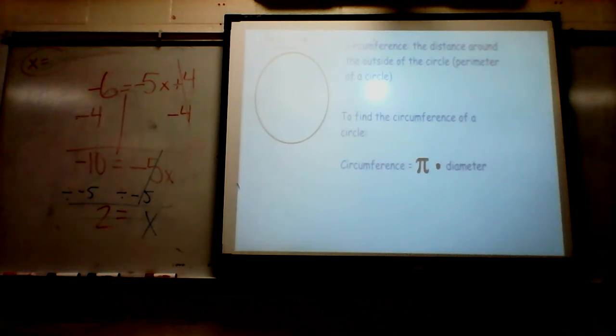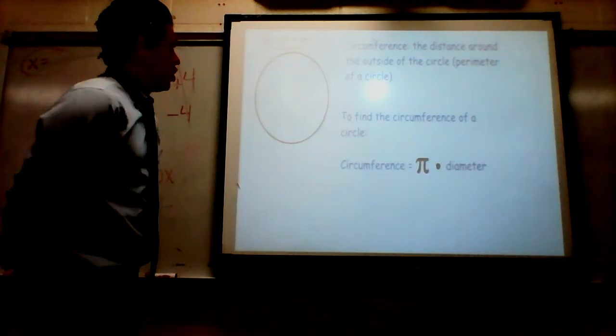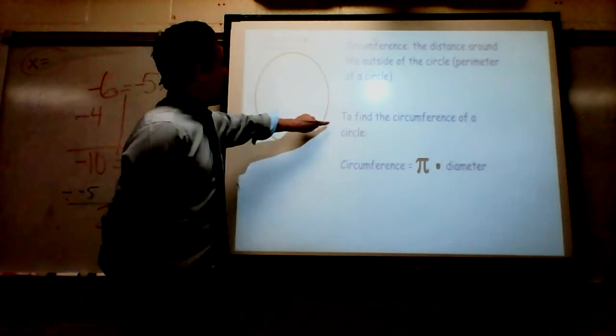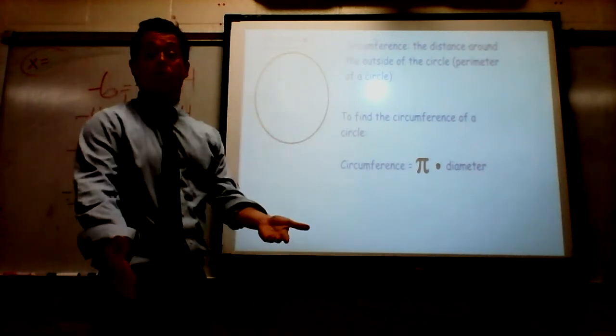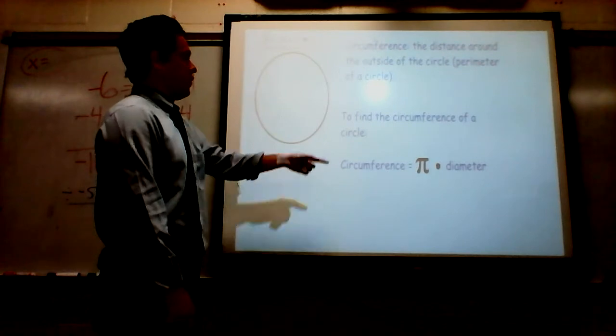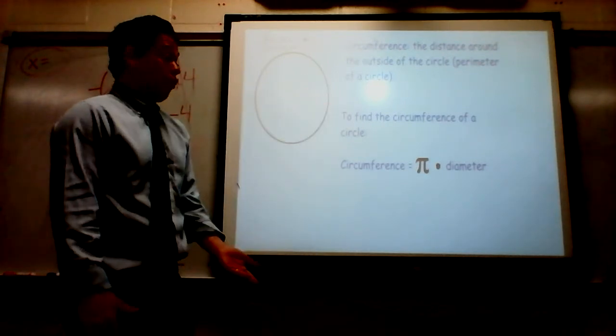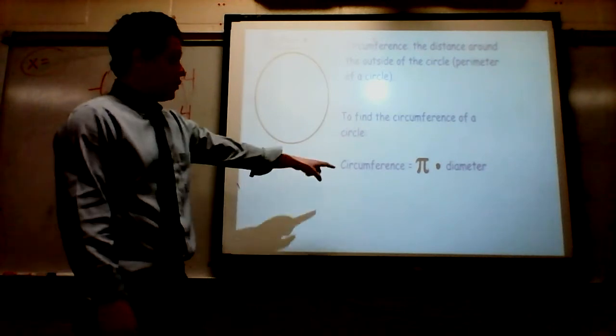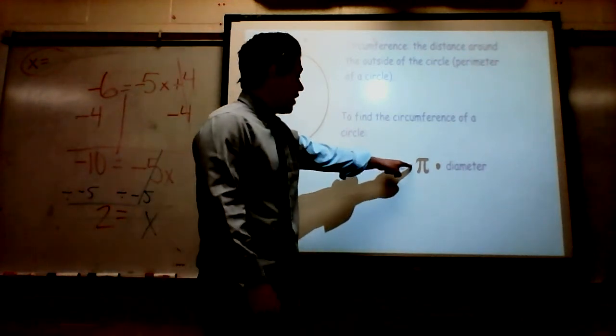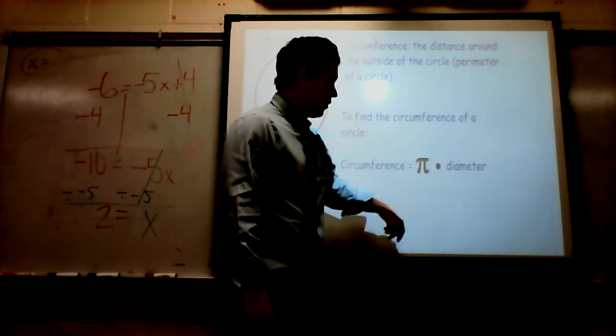Make sure that you have this recorded somewhere, that you're not going to lose it, on your guided note sheet in your notebook. This is important. The circumference is the distance around the outside of a circle. It's like the perimeter of a circle. To find the circumference of a circle, you can use 2 different formulas. One formula is circumference equals pi times the diameter.